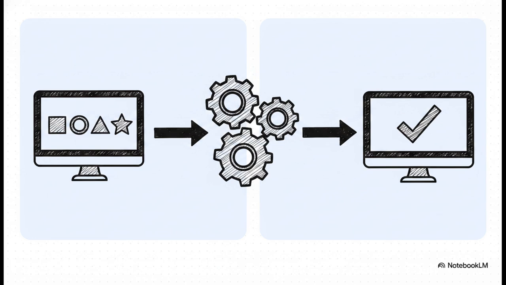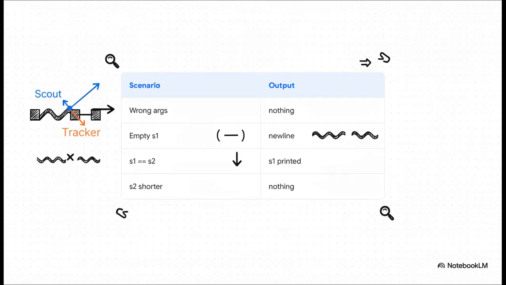It just goes to show that once you master a core algorithm, you can use it to solve all sorts of different problems. And this table really highlights those extreme edge cases perfectly. What if the first string is just totally empty? Well, our tracker starts at 0, which is already the length of an empty string, so it instantly succeeds and just prints a new line. Or what if the second string is impossibly short? The scout hits a brick wall immediately, the tracker never finishes, and it correctly prints nothing. The logic holds up brilliantly, no matter what weird inputs we throw at it.